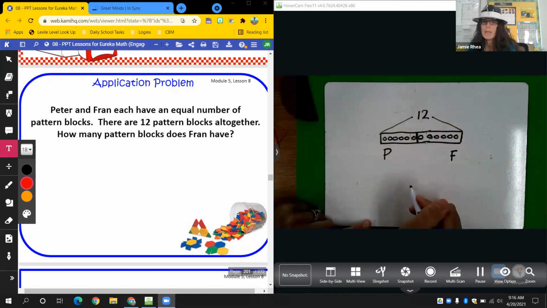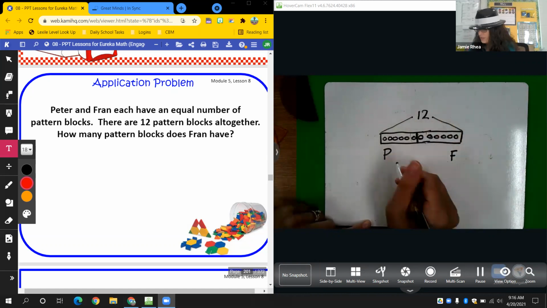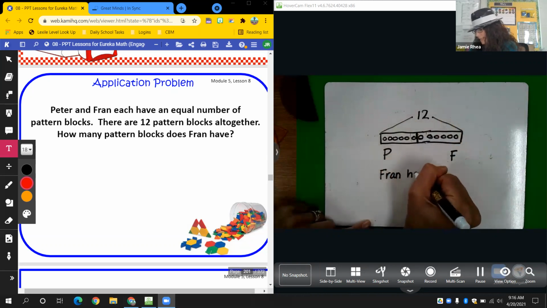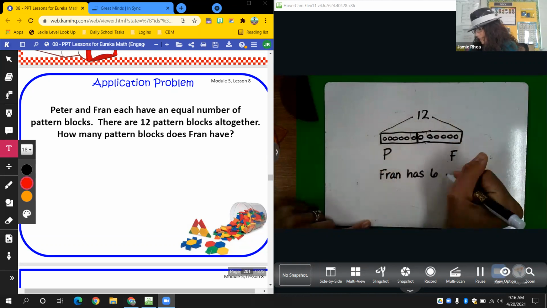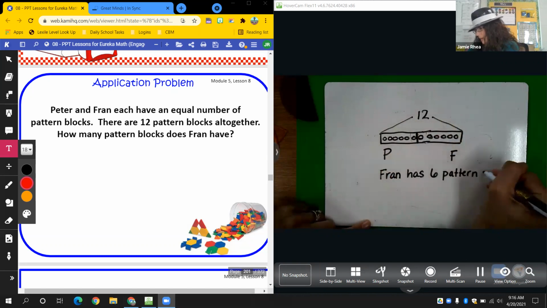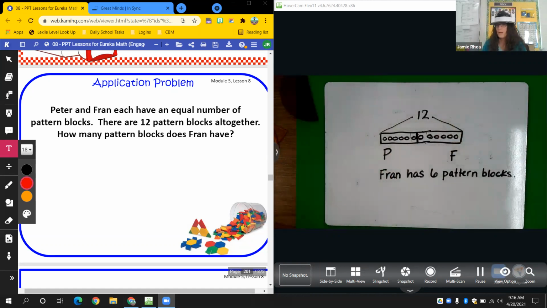So how many pattern blocks does Fran have? Fran has 6 pattern blocks. All right, did we answer the question? Yes, we did. It wanted to know how many pattern blocks Fran had. Fran has 6 pattern blocks.